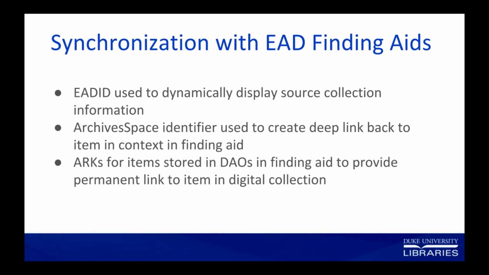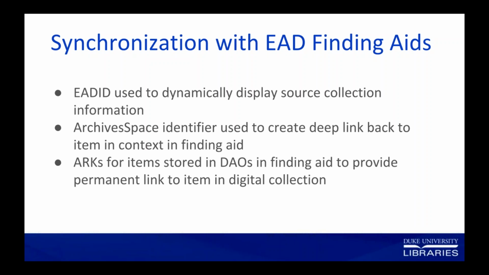ArchivesSpace creates unique identifiers for each component in the EAD finding aid. An example of that would be a folder, and then we store that identifier in the item record in the digital collection in order to dynamically generate a link from the digital collection back to that item's contextual place in the finding aid. So we aren't storing all of that contextual information from the finding aid in the digital collection. We're not replicating the finding aid, but we're making the link so tight that it is easier for people to get back and forth.